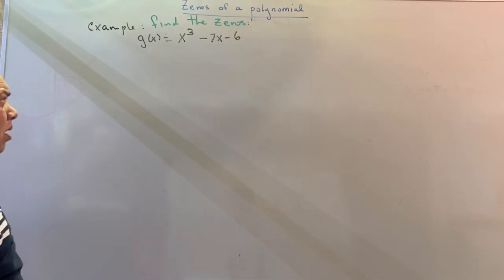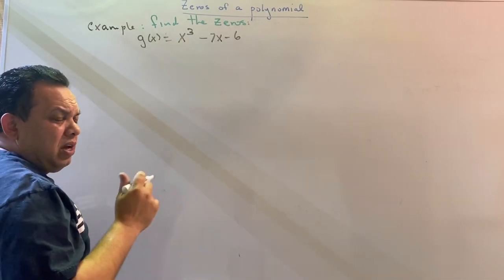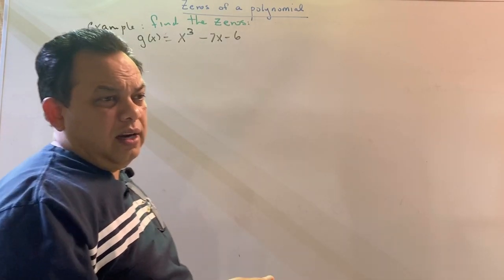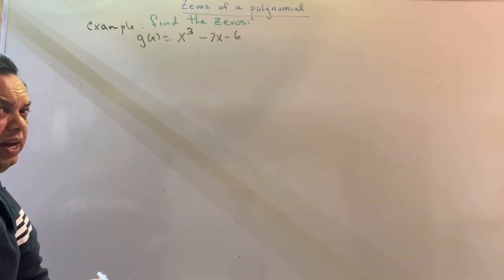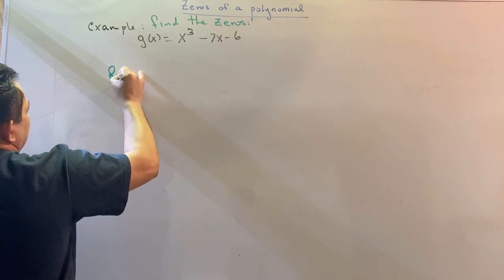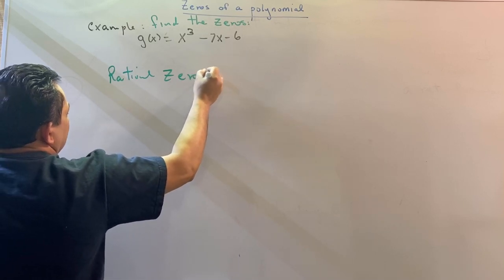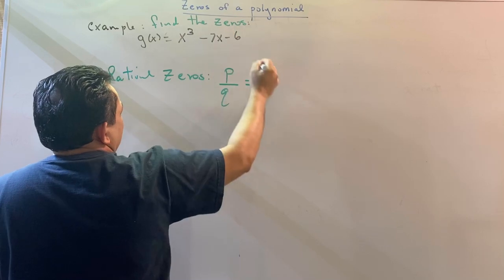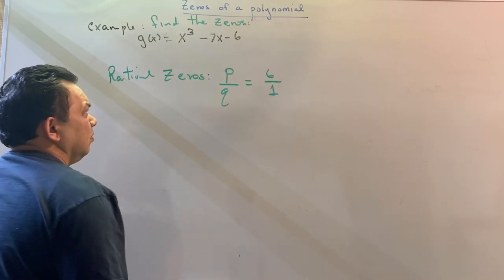Okay? Well, we don't know how to factor the cubic, but if we can write it as a product of a quadratic and some other factor, then I will be able to find the zeros of a quadratic. So I'm going to use the rational zeros. So that's P over Q, where it's the factors of 6 over the factors of 1. Okay?